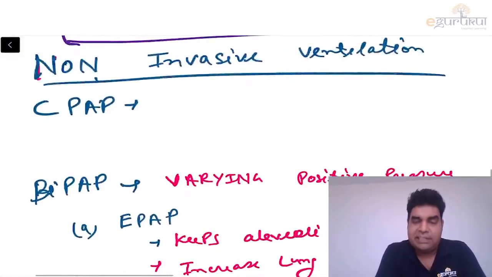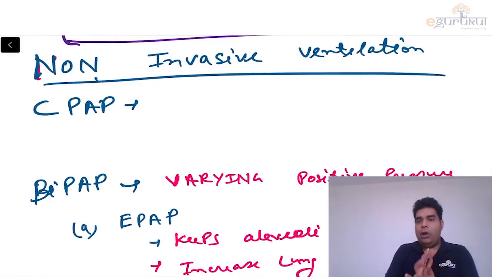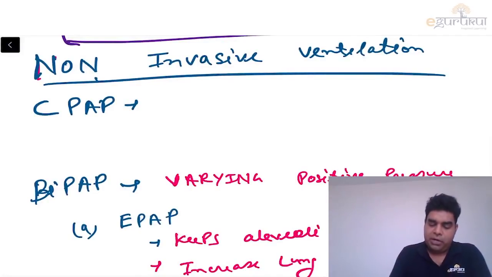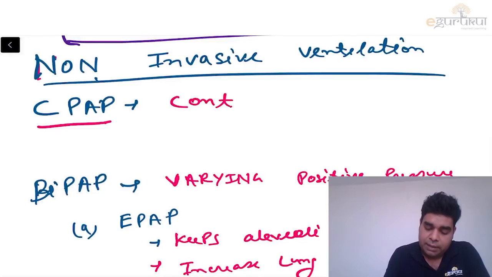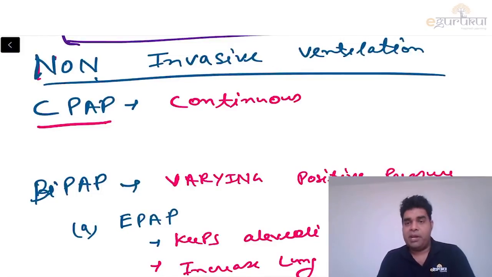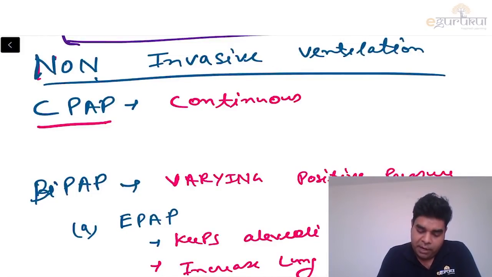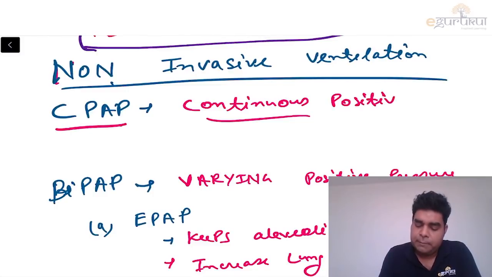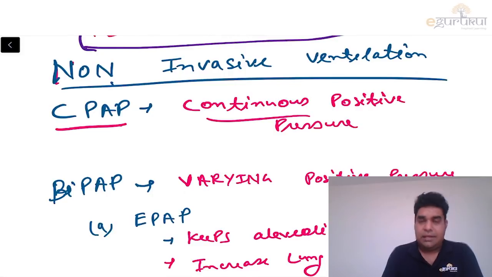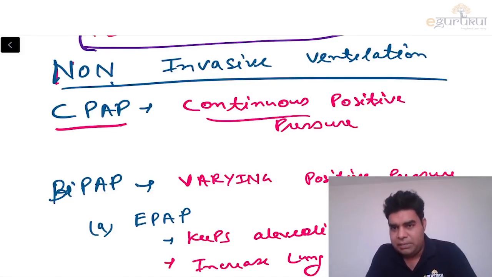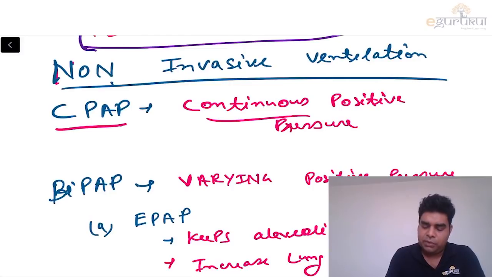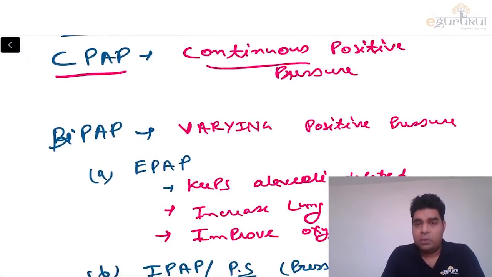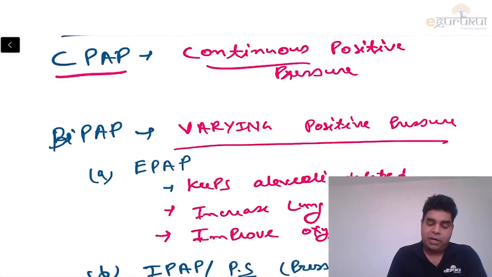Now let's come to non-invasive ventilation. Non-invasive ventilation without intubation, we can use continuous positive pressure, CPAP, or BiPAP. CPAP, of course, we know that we give continuous positive pressure. So this is not something which is very good for the patients because it is giving a continuous positive pressure, but in some situations we use it. But mostly we use the varying positive pressure, BiPAP.